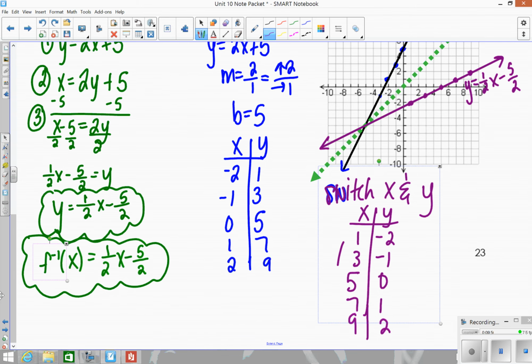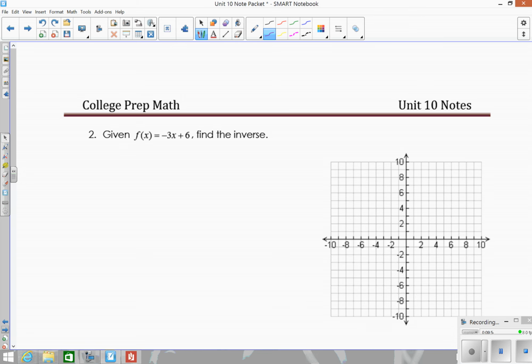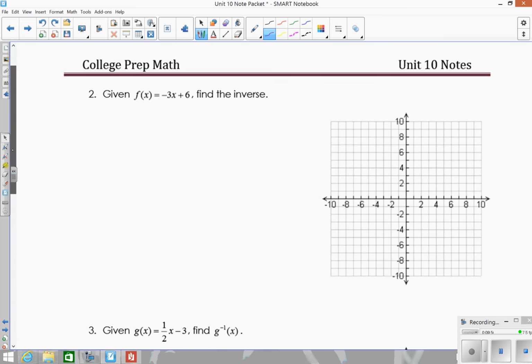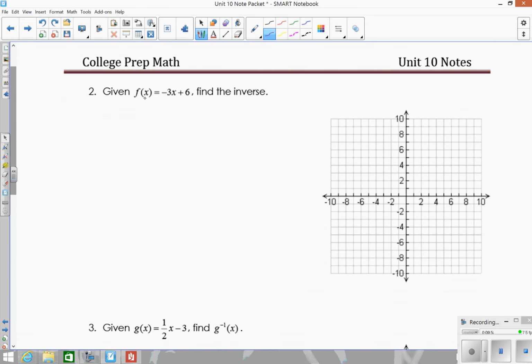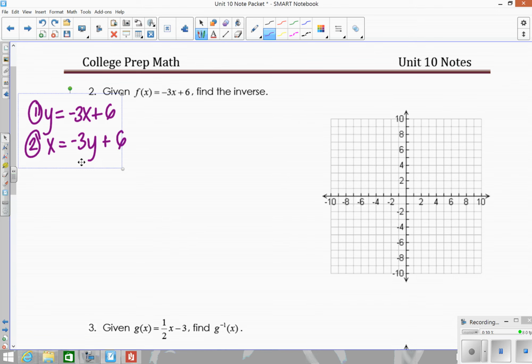So let's just look at a couple more examples of those. So here again we want to find the inverse. So we start off algebraically, we'll set it equal to y. Then we're going to swap x and y. Then we're going to solve for y.